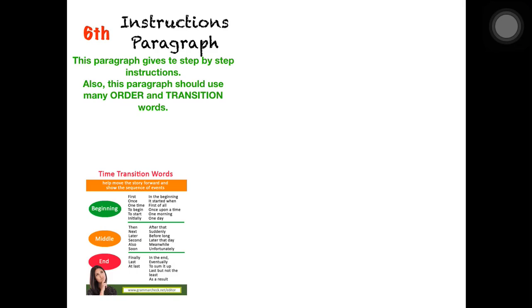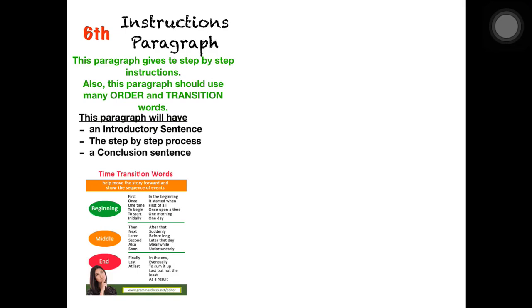Okay, this is where we get to the meat of your expository paper, actually telling the person how to do it, the step-by-step process. This paragraph will have an introductory sentence, the step-by-step process, and a conclusion sentence. Your step-by-step process will be several sentences, and you will need to use time transition words like you see on this paper. I'll have this paper available for you to print out as well.